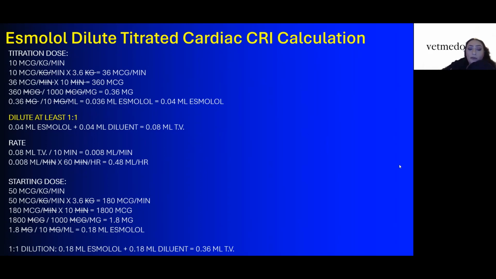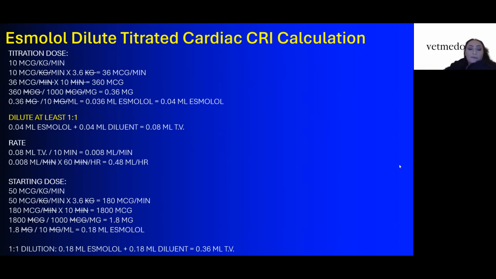To figure out your rate, it's going to be 0.08 mils total volume divided by 10 minutes, which gives you 0.008 mils per minute. 0.008 mils per minute times 60 minutes an hour equals 0.48 mils an hour. Now we can figure out our starting dose, basically. And there's 2 ways to go ahead and figure this out, and I'm going to show both of them to you, but this is the first way.